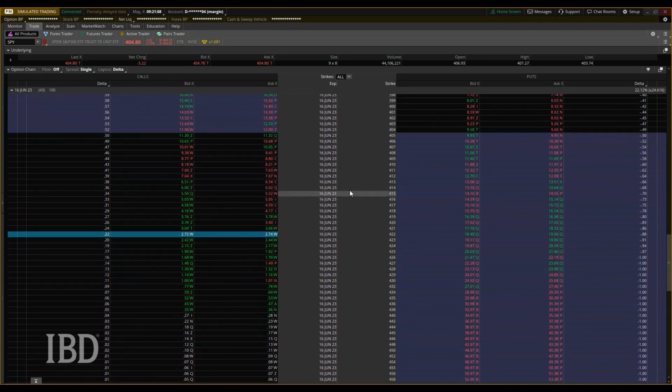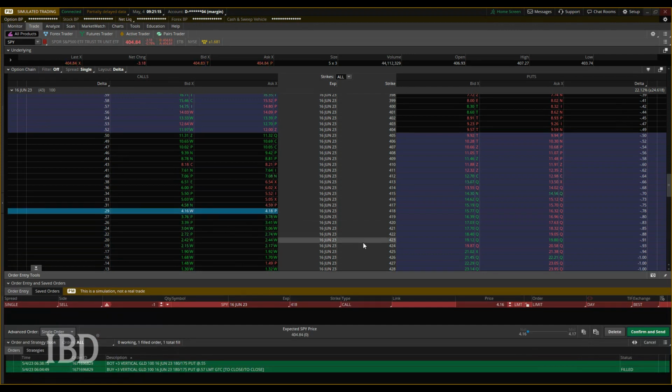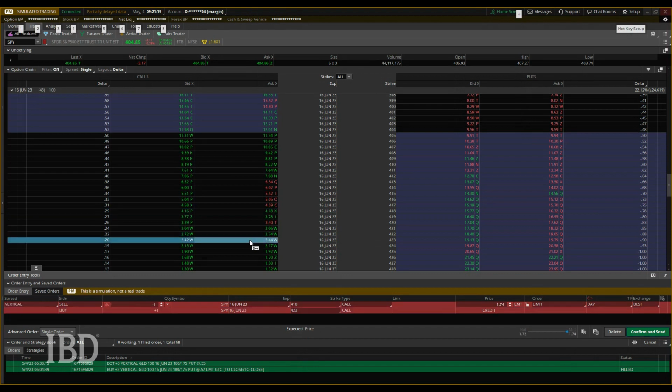So I'm going to start out with selling the 418 strike here. Click on that. And then I'm going to buy the 423. That's our protection there. So that's going to give us a credit. Now, based on my calculation, the credit I've calculated is 1.76. So I'm going to raise that up. So again, we're going to sell the 418. We're buying the 423 for protection. So that's our call spread. It's a $5 wide spread.